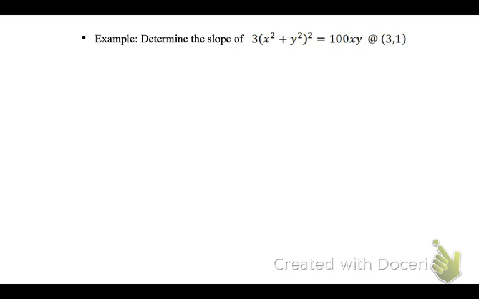Okay, so determine the slope at 3, 1. So 3 times x squared plus y squared, quantity squared, equals 100xy. So I told you they weren't always going to equal a constant, correct? So guess what it doesn't equal? A constant.